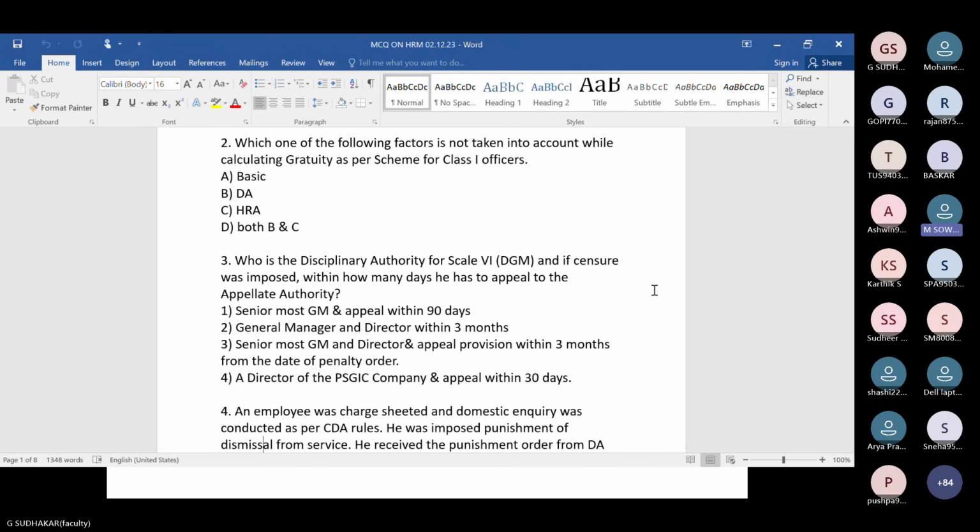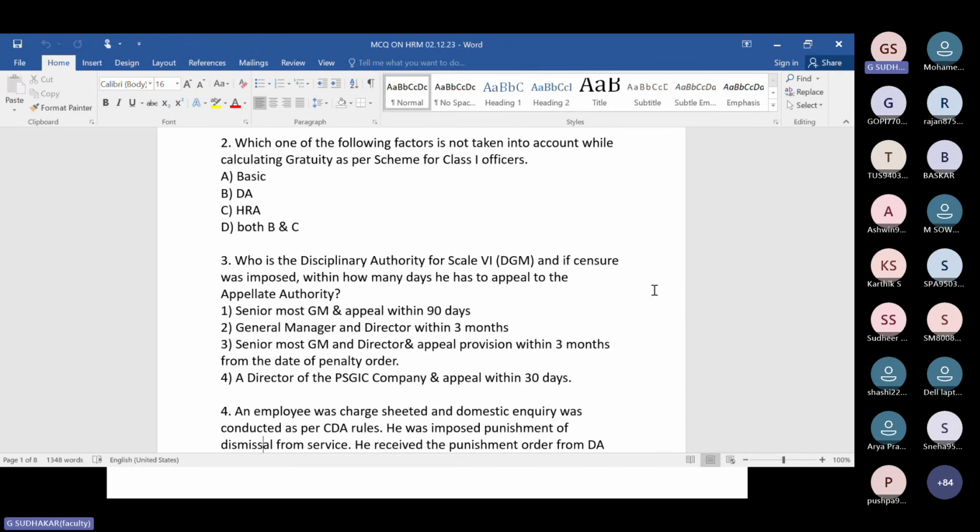Senior most GM and third. What is the answer as per the recent circular, sir? Recent schedule: senior most GM and director is the disciplinary authority, and the appeal provision is within 3 months. So that is the correct answer. Not 1, not 2, not 4.